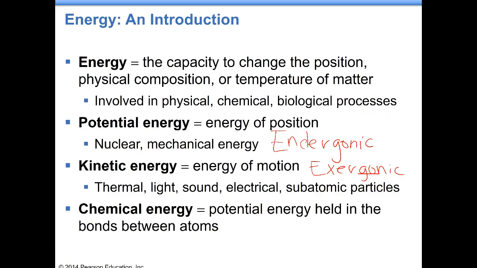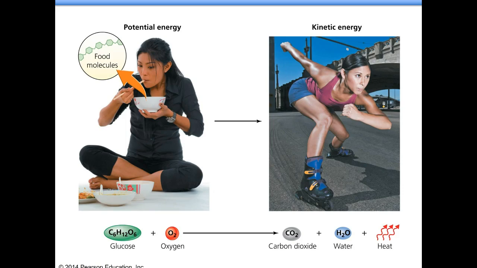If you're unsure of any of these, please make sure that you refresh yourself on those terms. So here's potential energy. We're going to have starch in a lot of our foods, and that's what's pictured here. So glucose, we take oxygen and put that together. This is the formula for cellular respiration.